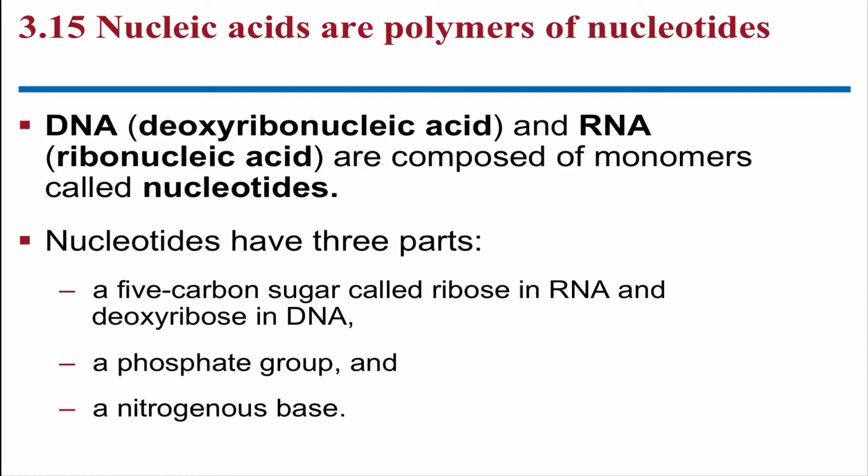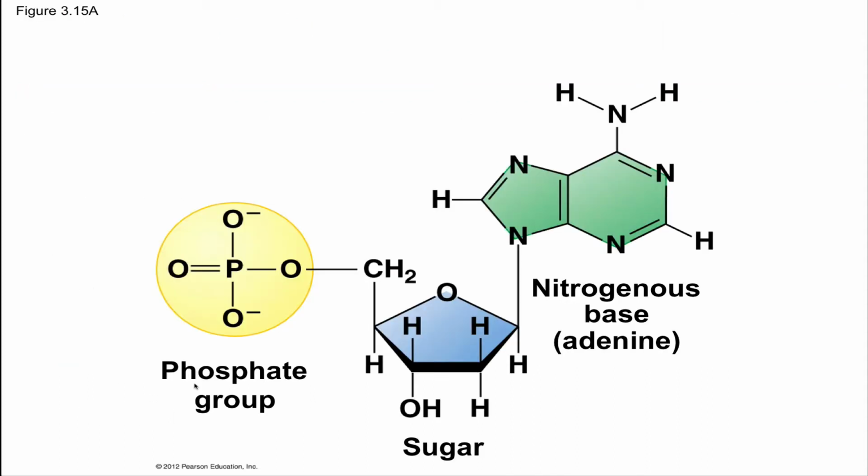So DNA stands for deoxyribonucleic acid, and RNA stands for ribonucleic acid. These are made up of monomers of nucleotides. So what are nucleotides? Well, nucleotides are made up of three parts. First of all, a 5-carbon sugar called ribose in RNA, and in DNA, a sugar called deoxyribose. In addition to that, it has a phosphate group and a nitrogenous base. So this is the phosphate group over here, this is the nitrogenous base over here, and this is the sugar over here.